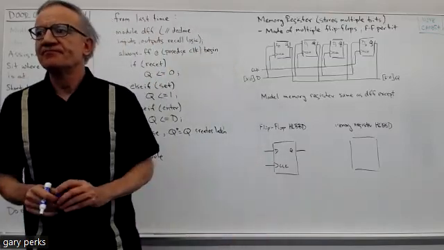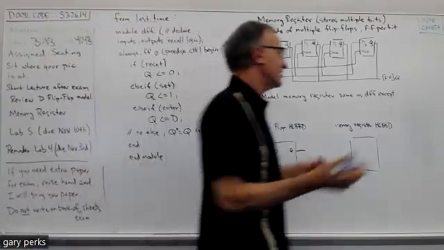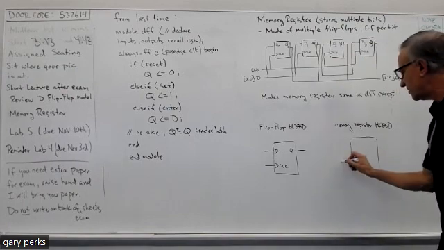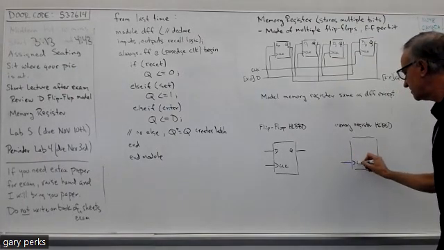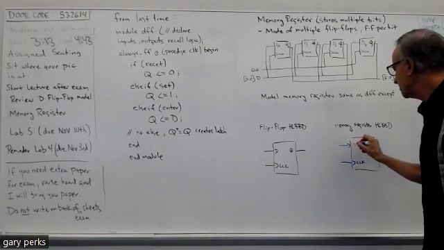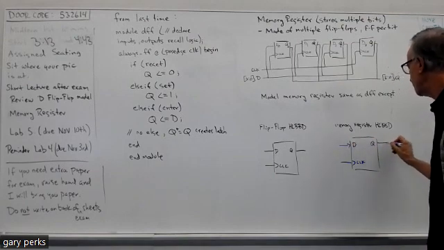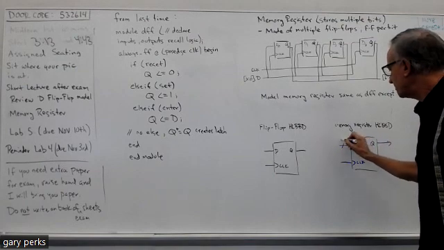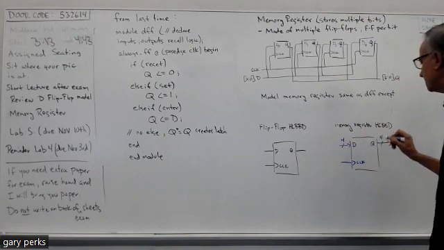Wouldn't it be the same, except D and Q are both 4 bits? Yeah, exactly right. Still got your clock. It's a single bit because the clock is always single bit. But yeah, your D and your Q would now be 4 bits instead of a single bit. That's the only difference.